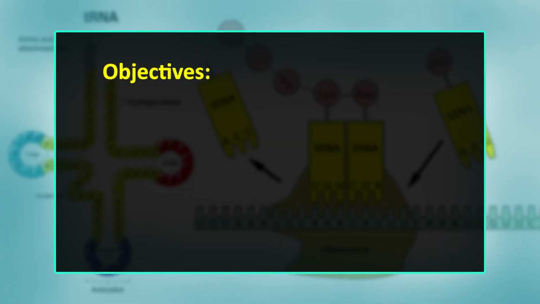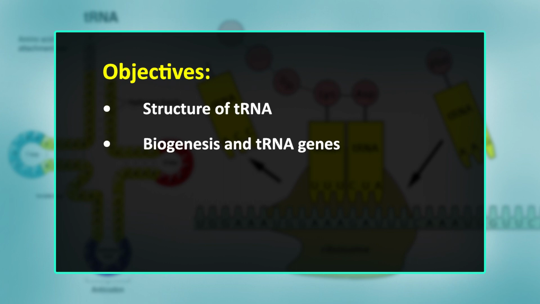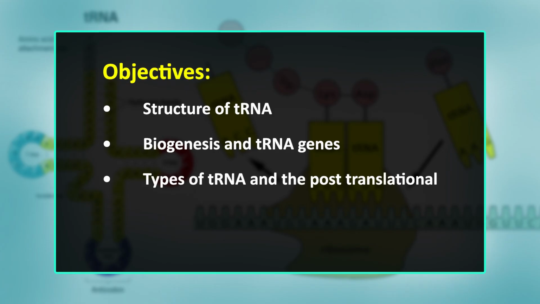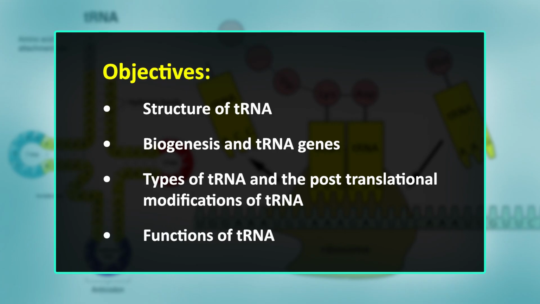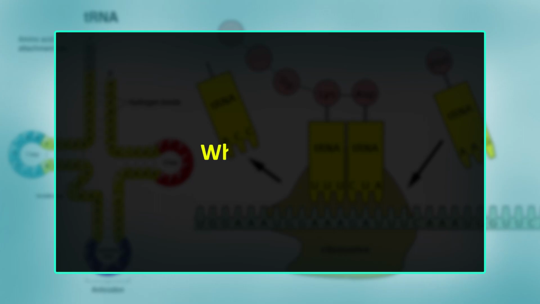Today our topic is tRNA and its role. The main objectives of this module are to know about the structure of tRNA, to know about the biogenesis and tRNA genes, to know about the types of tRNA and the post-transcriptional modifications of tRNA, and finally to know about the functions of tRNA. Dear students, let's first discuss what is tRNA.